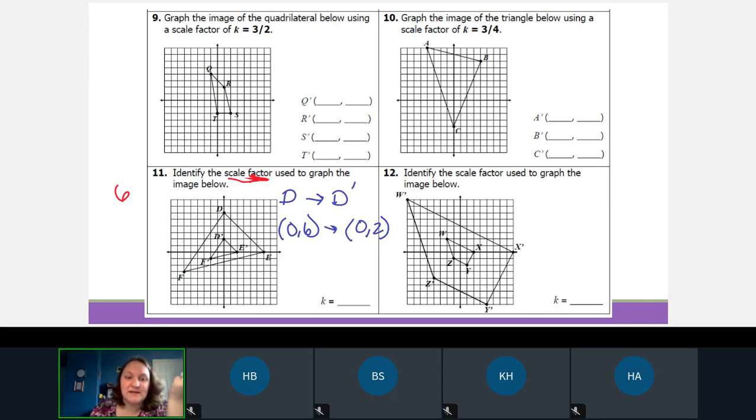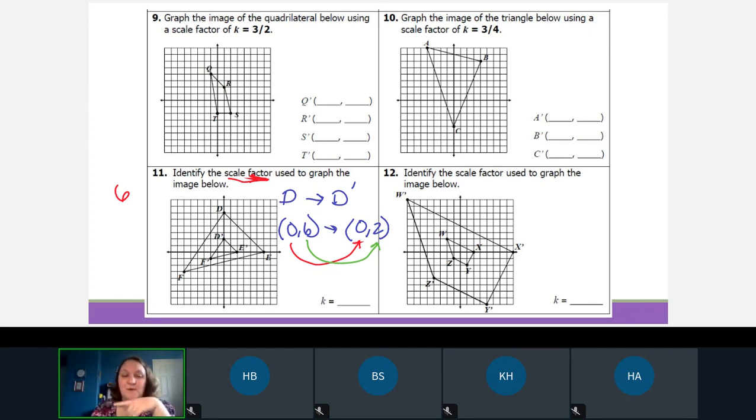So the 0 doesn't help me out a whole lot, right? Because 0 times anything is still 0. So we're going to look at the y coordinate. What do I multiply 6 by to get 2? Good job, John. If you're saying 3, you're thinking on the right track, but it's not quite 3, right? Because 6 times 3 is 18. So I'm seeing a lot of good answers over there.